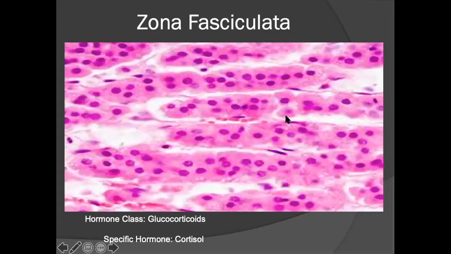So it's kind of arranged in layers or strings of cells. Now, what we're seeing here is a lot of open space, but there are actually fat cells, so there's a lot of glycogen stored in here that can be converted to glucose and released. The class of hormones secreted here, we're in the sugar section, is the glucocorticoids. The specific hormone secreted here is cortisol.